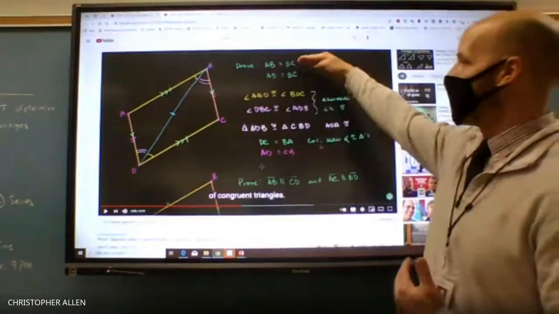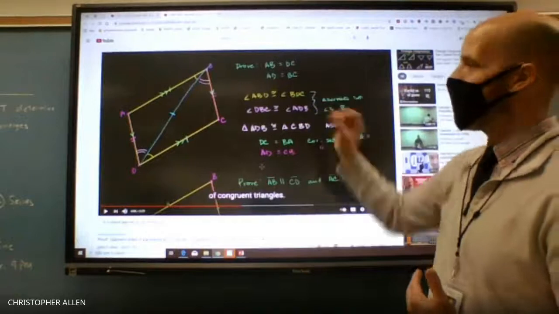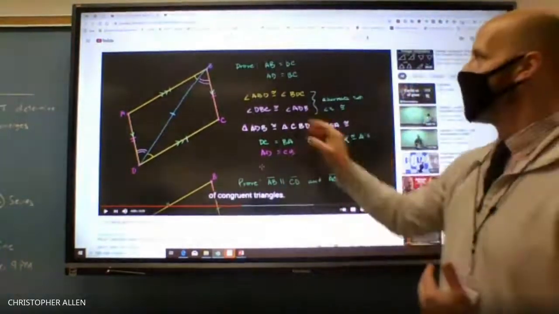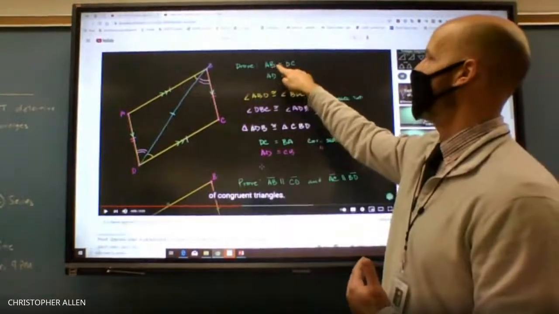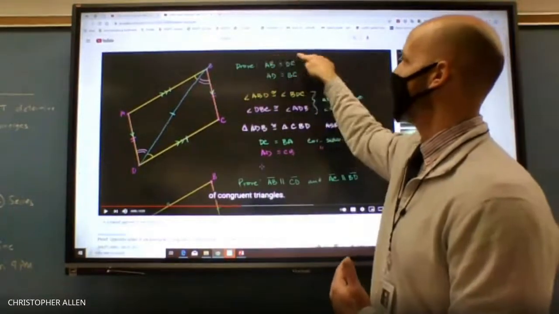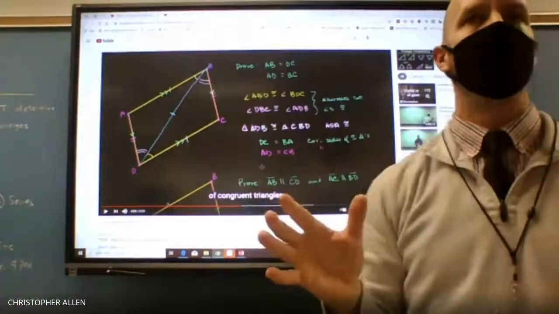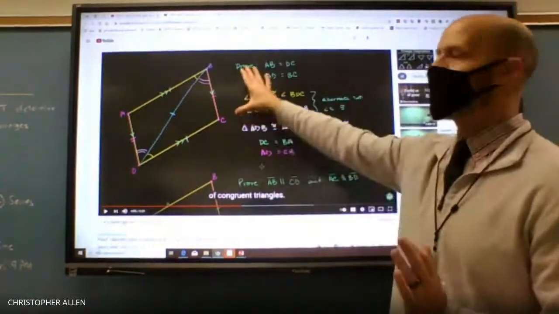Now, I would like for you to notice that his notation is a little bit off, and that's not a big thing. But technically, when we talk about things being congruent in terms of segments, we usually have segment symbols and then tildes above the equal sign. But that's not a big deal to me. His proof is very good.